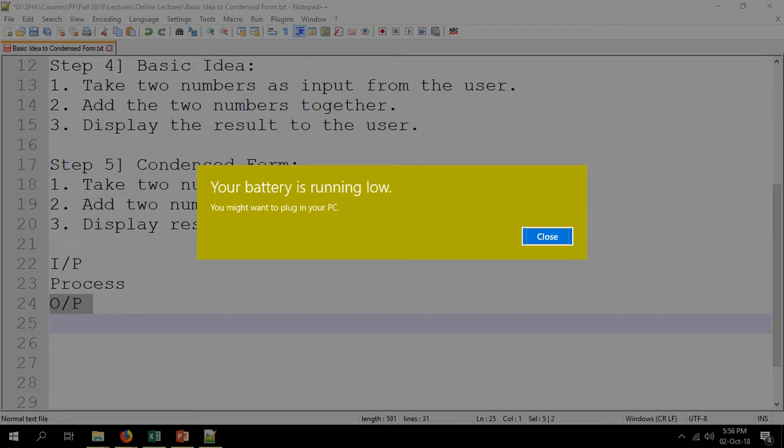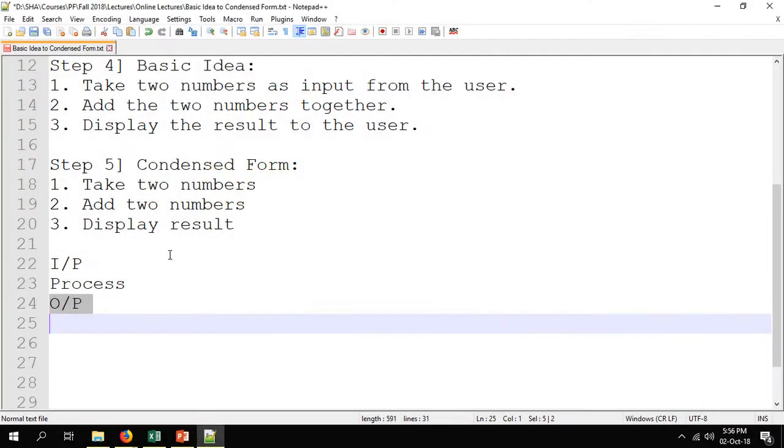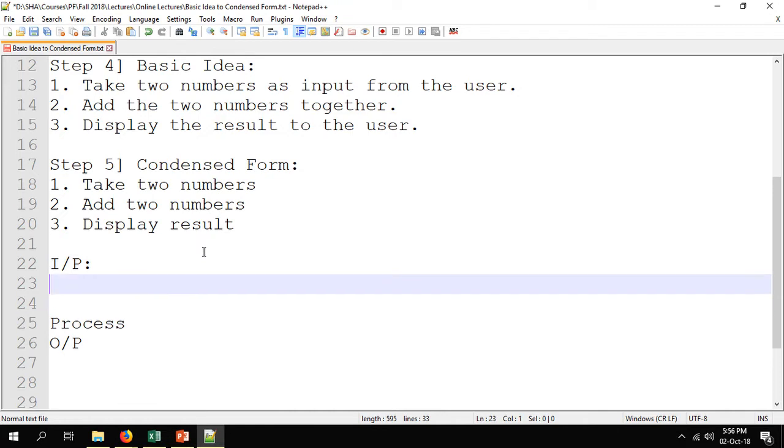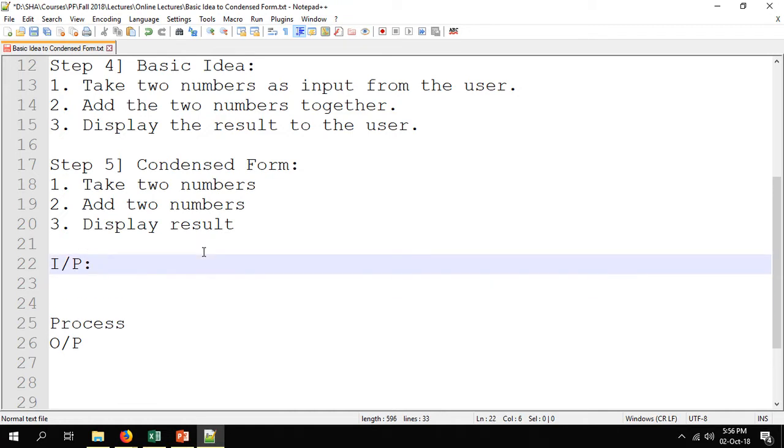So we need to define rules for each of these. So let's discuss the rules of condensed form, that is, how to write the instructions in the condensed form for input. So the rule is that the instructions or steps related to the input part must have two words only. It should only have two words.